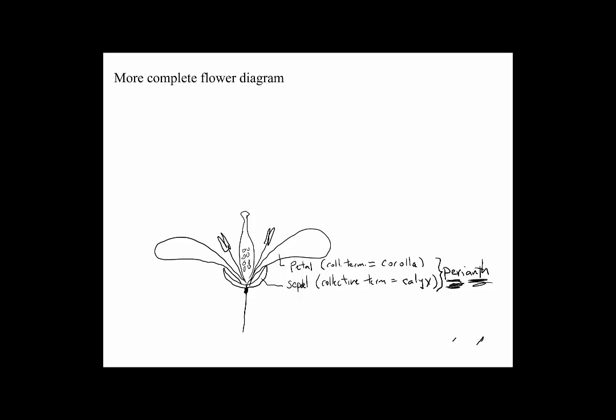Okay, so as we learned before, the male part. This slender stalk is called a filament, and the pollen sac is called an anther. And together, they're a stamen. And so there's the stamen. Stamen. And so there's another name for all of the stamens. I'm going to write collective term. And it's called the androecium.